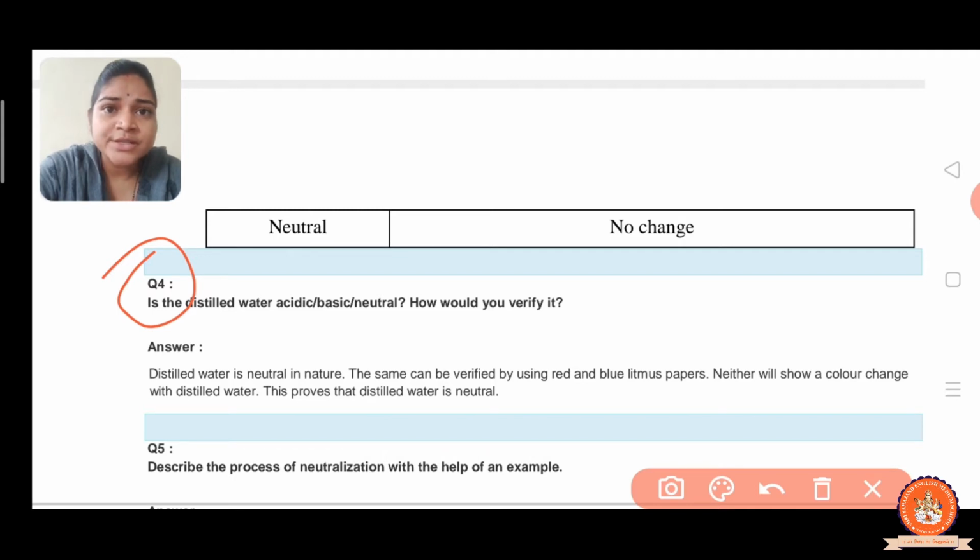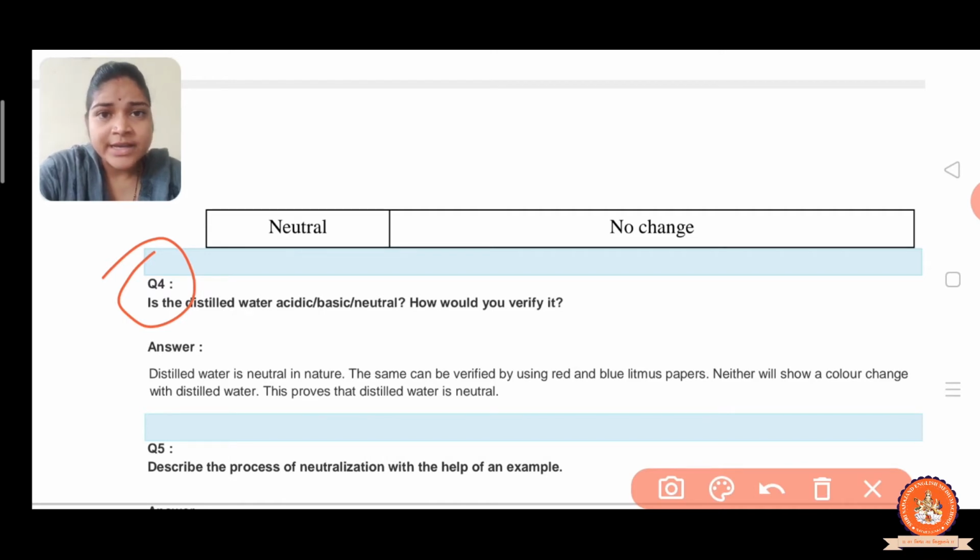So obviously, distilled water is neutral in nature because it is pure water, right? So see in the answer, distilled water is neutral in nature. The same can be verified by using the red and blue litmus paper. Neither will show a color change with distilled water. So this proves that distilled water is neutral.